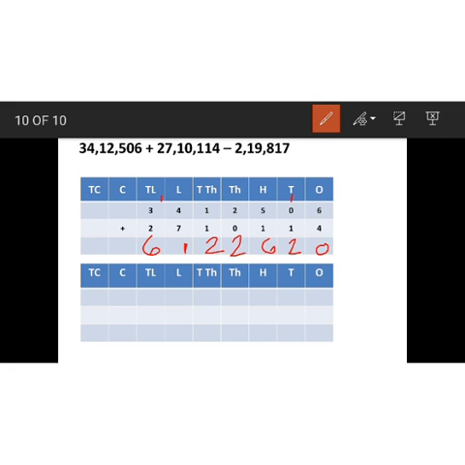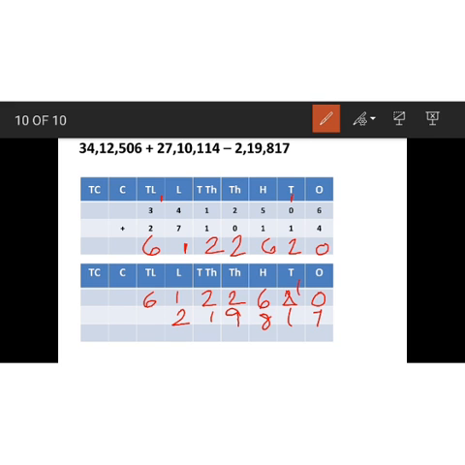So we get the sum as 61,22,620. Now we will write it here. 61,22,620. Now we have to subtract the third number from this. So it is 2,19,817. Now 0 minus 7 we can't do, so we have to borrow.